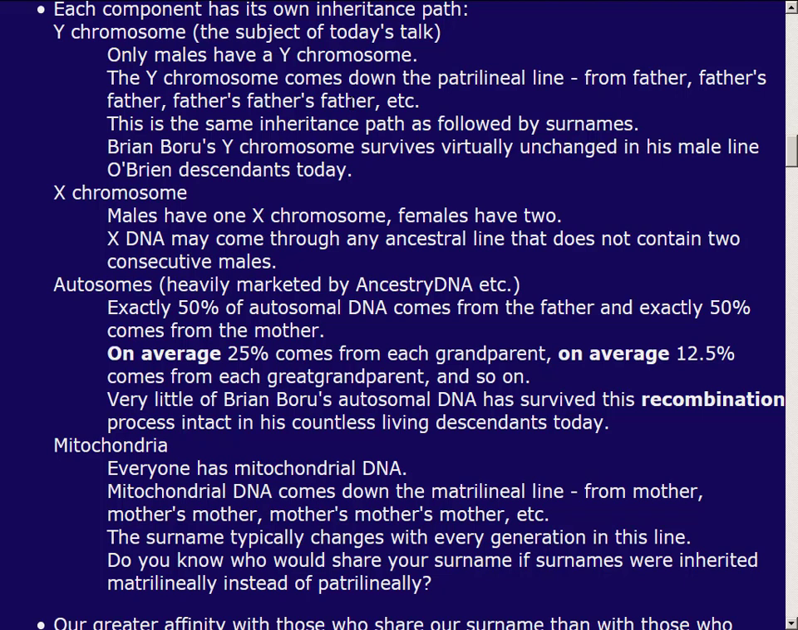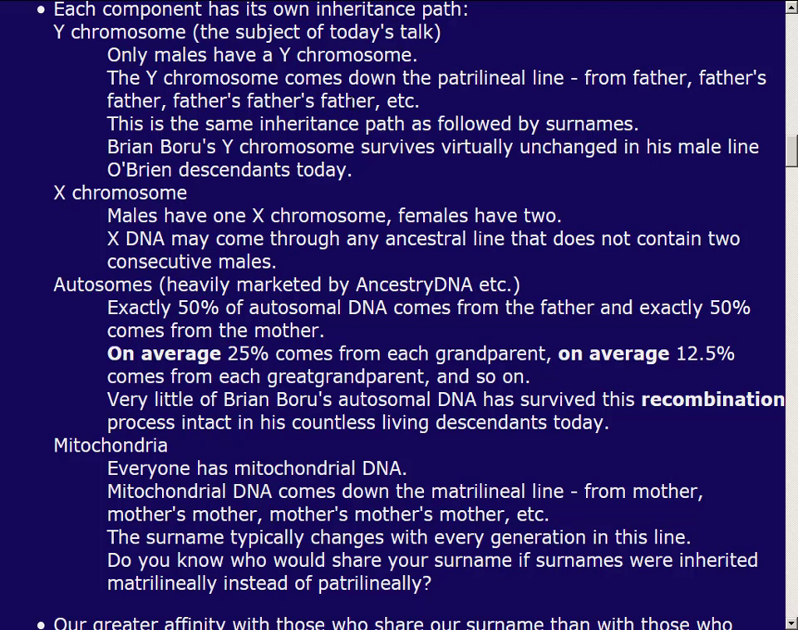We all get our mitochondrial DNA from our mothers. Male and female have mitochondria, but only females pass it on. Mother got it from her mother, who got it from her mother, who got it from her mother. So that goes back through the generations, even more unchanged than the Y chromosome. It's smaller and it has many fewer mutations.